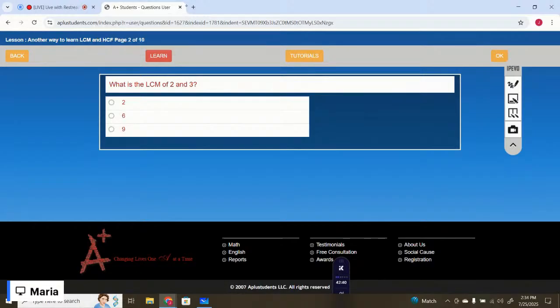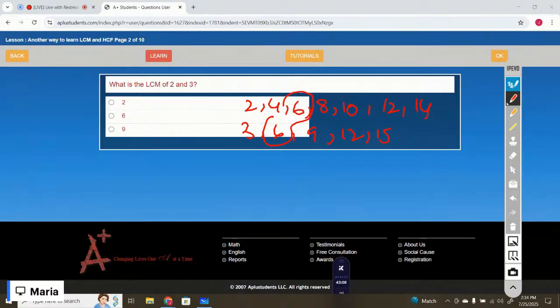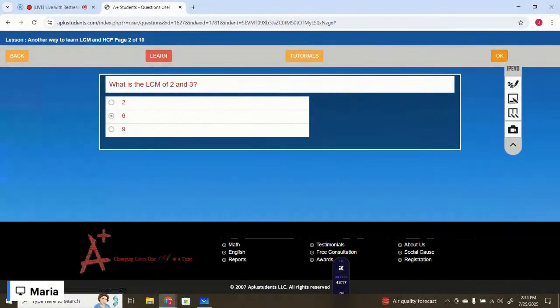What is the LCM of 2 and 3? Let's write down the multiples of 2 and 3. The multiples of 2 are 2, 4, 6, 8, 12, 14. Now write down the multiples of 3: 3, 6, 9, 12, 15. So the least common multiple is 6. So the correct option is 6. Option number 2 is the correct option.